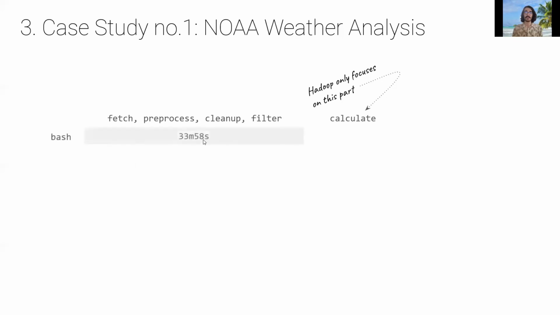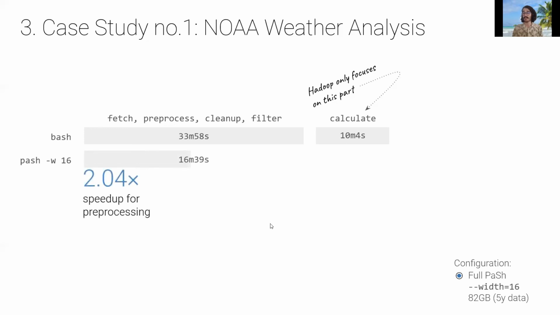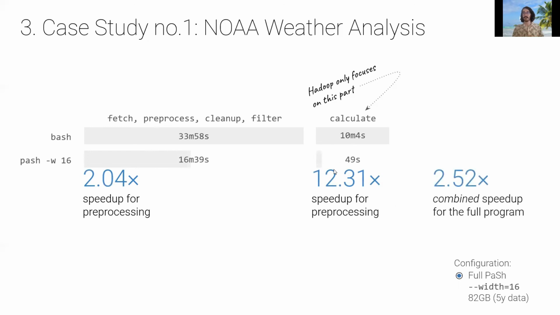And BASH, as you can see, the first part, which is only preprocessing, takes 33 minutes and 58 seconds for 5 years of weather analysis data. And the second part takes 10 minutes and 4 seconds. This is for 82 gigabytes of data, which are 4 years of weather data. And if we execute the same thing with PaSh, we can see that it speeds up the first part, the preprocessing, by almost 2 times, and then the calculation part it speeds up by 12 times. And the combined speedup is about 2.52.